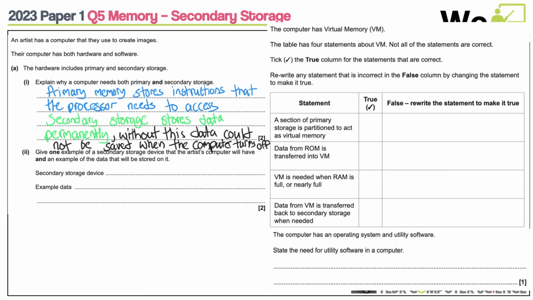Well, I think most likely they'll be using a magnetic hard drive or a solid state drive of some kind. So I'm going to put that in. What sort of things are going to be in a solid state drive? Well, I guess things like the image editing software and the images themselves. Okay, great stuff.